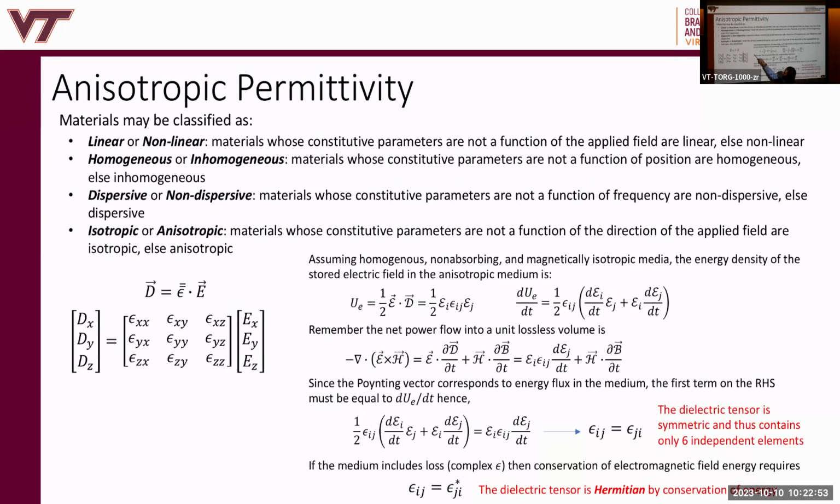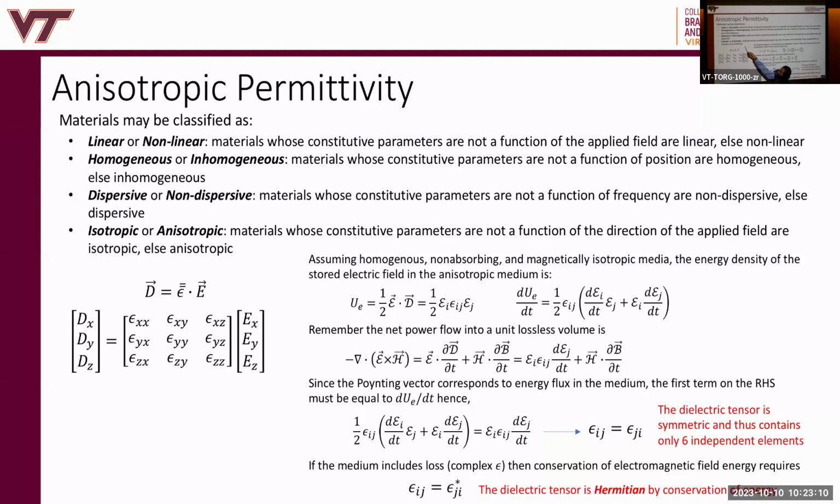So these are your things where you start to say, what if not linear? What if epsilon's near zero? What if I have negative epsilon? What if it's not homogeneous? What if it's anisotropic? What can I get out of Maxwell's equations by exploiting these different parameters?